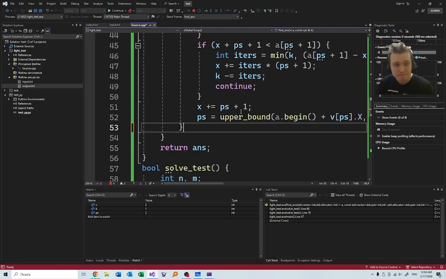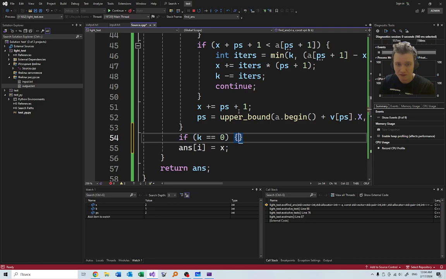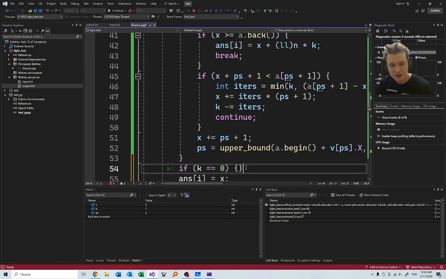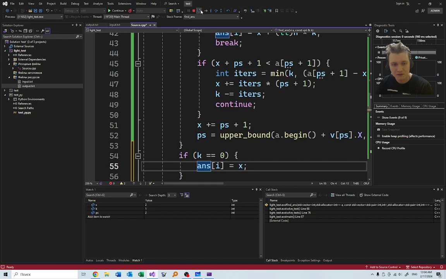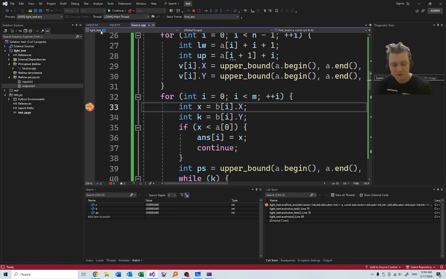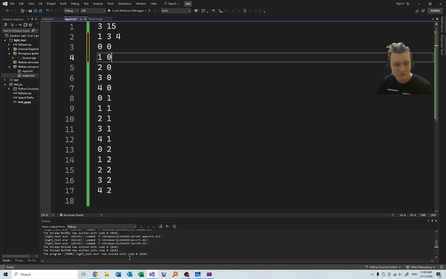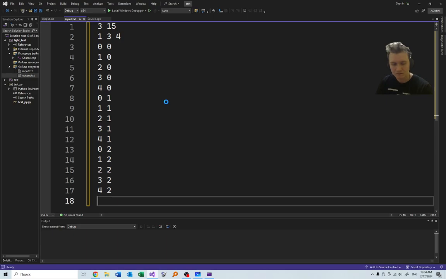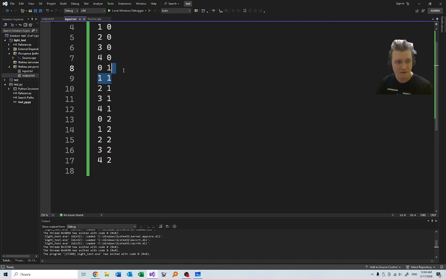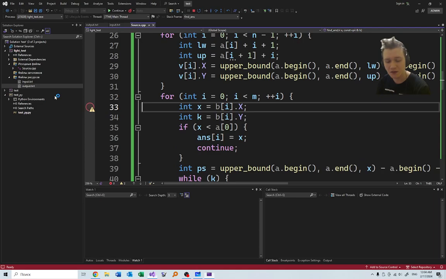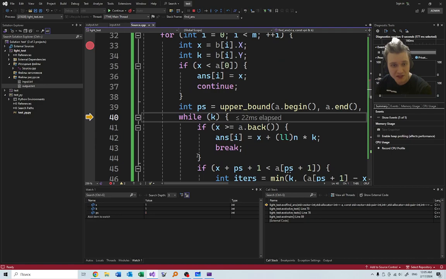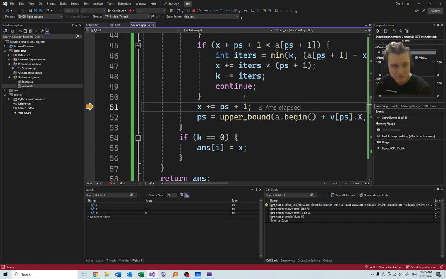Okay, yeah, I think I need to write if k equals 0, then this. Okay, now this is 5 instead of 2. But I think I am somewhere near okay. Or at least somewhere near the tail. So PS is 0. Minus minus k is not written.